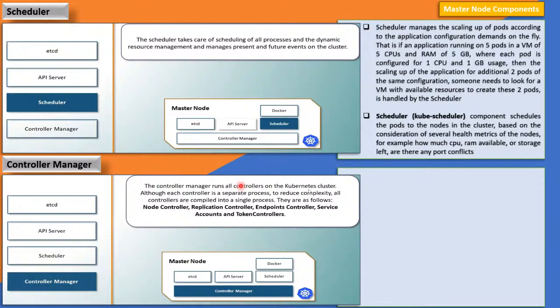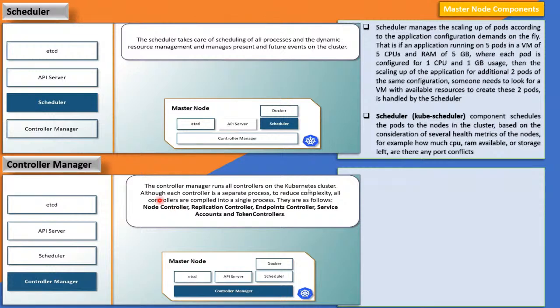The controller manager runs all the controllers on the Kubernetes cluster. Although each controller is a separate process, to reduce complexity, all controllers are compiled into a single process. So a controller manager is one single point of contact for all these various controllers, like the node controller, which will control whether you have to scale up one more node or scale down one node. Or there is a need for horizontal scaling.